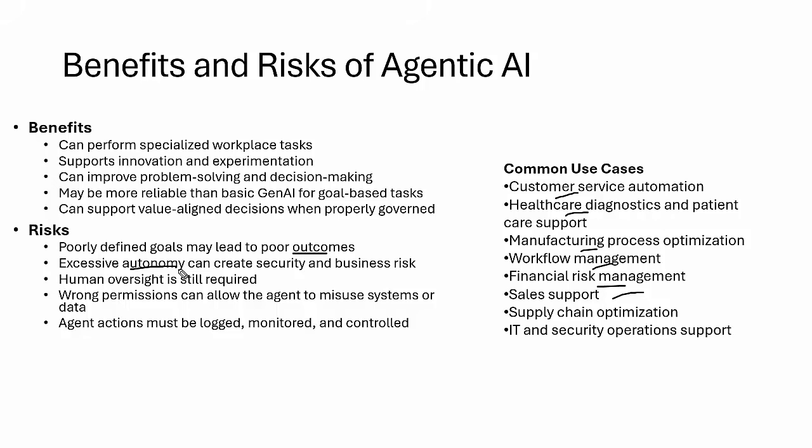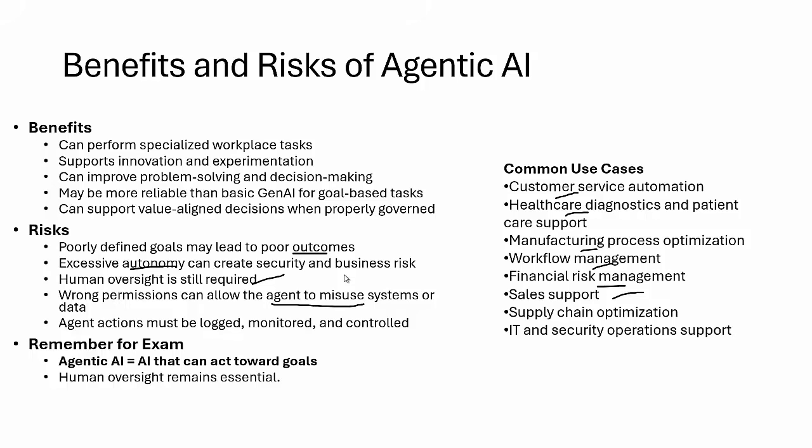If you have less human interaction, it can backfire. Human oversight is the most important thing required in agentic AI, especially for critical decisions, because wrong permissions can allow the agent to misuse the system. So make sure the agent is logged, monitored, and controlled. Remember for the exam: agentic AI equals AI that can act toward a goal. But the most important criterion is human oversight for critical decisions.